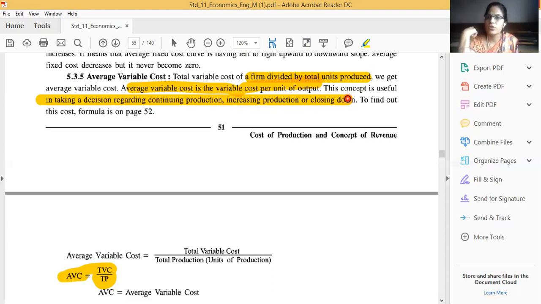If production is not much increasing, and variable cost is not much increasing compared to price, it is not much higher.